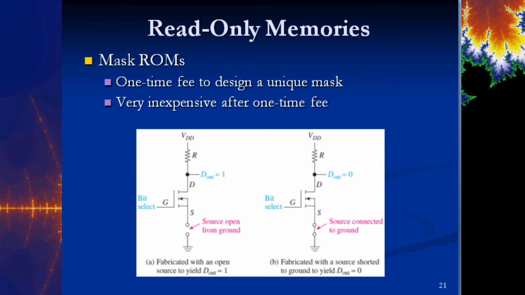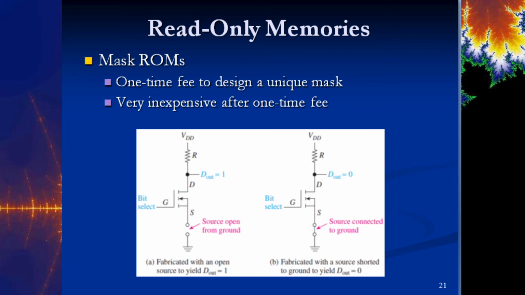So one way to create this, or have this ROM memory, is to create a mask ROM. So you can have somebody design this for you if it's a big enough circuit that you want to design and it's worth their time. I think the threshold is like 1,000 chips or something like that.